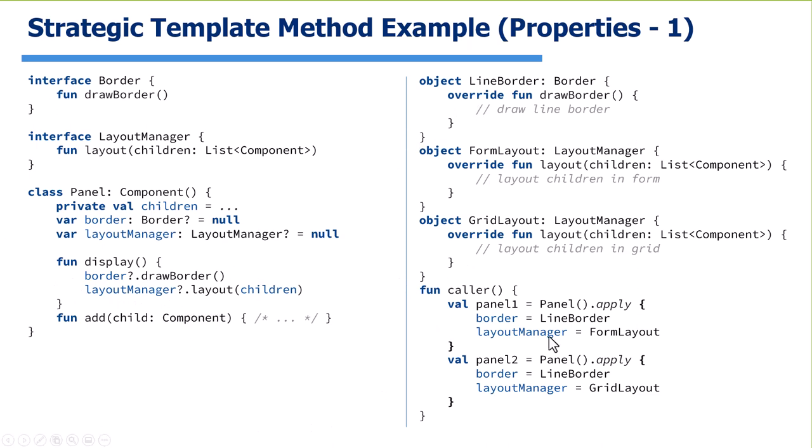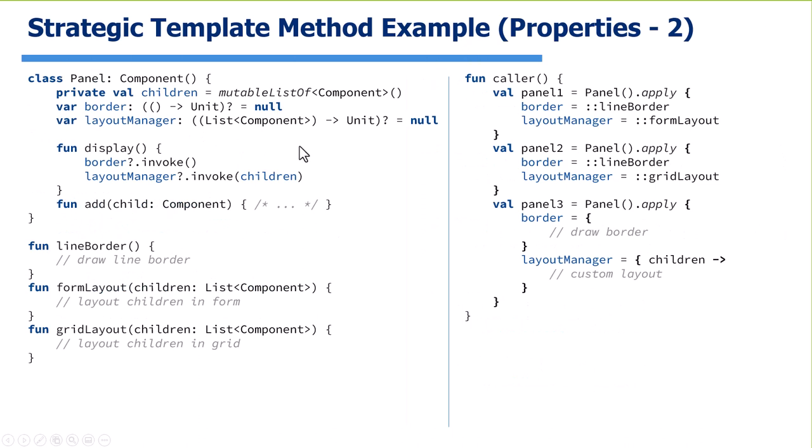And then to actually do stuff with it, we can define different types of borders, like a line border, different types of layout managers, like form layout and grid layout. And then the caller can now plug these pieces in. And in this particular case, we'll use the apply function in Kotlin, which if you remember, that's one of these scoping functions that is used for initialization. That's its main purpose. So we're going to create the panel, run this code against it, and then return that panel. So it gives you a way to do initialization in addition to creating the object. So here I can use the line border in a form layout, line border in a grid layout. So I can mix and match things. That's really where the advantage of strategy comes in, is it gives you the ability to have the caller mix and match rather than you as the definer having to come up with all the possible combinations of things.